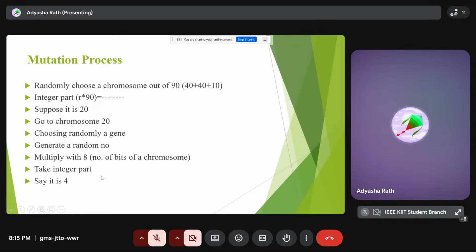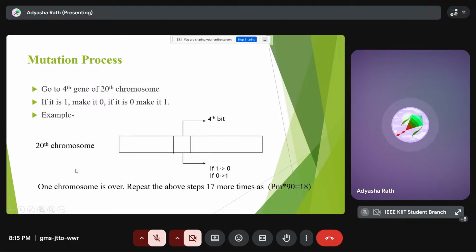That means the number of bits of the chromosome. Take the integer part, suppose it is 4. Then go to the fourth gene of the 20th chromosome. If it is 1, make it 0. If it is 0, make it 1. Mutation is simply just like this.